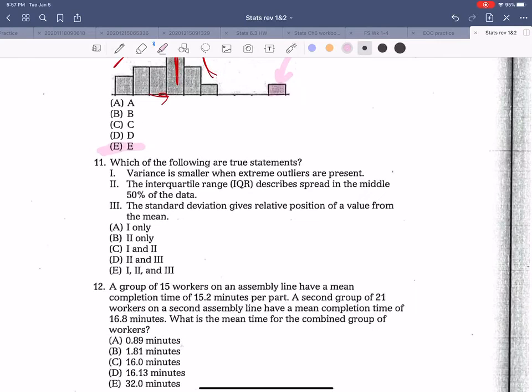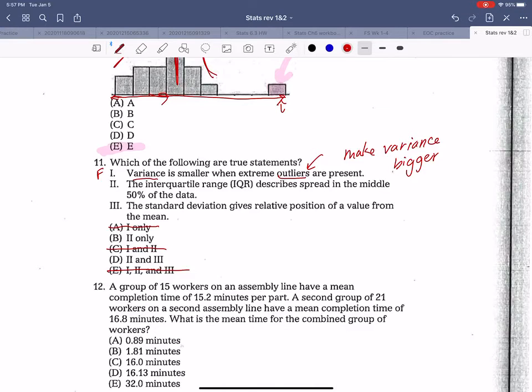All right, which of the following statements are true? Variance is smaller when extreme outliers are present. No, that's absolutely false. Outliers make the variance go up. Look at the fact that this outlier is here. That means the data is more spread out with that there. So we can't pick one. And we narrowed it down to B and D.